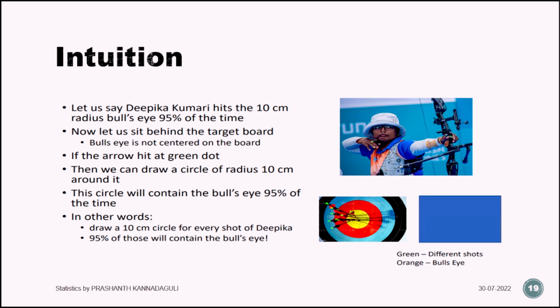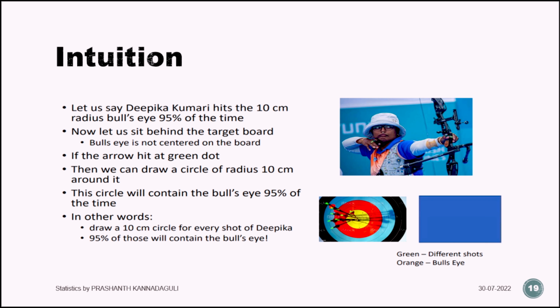Let's try to make it in a different way. Draw a 10 centimeter circle for every shot of Deepika. 95% of the time, the circle you are drawing will contain the bullseye. Now I am confident. I observed something and I'm trying to bring in the concept of confidence. This is just an intuition, nothing to do with our example. I will come to the example at a later stage.